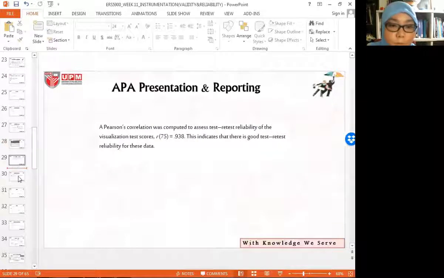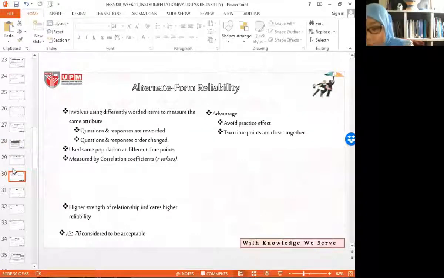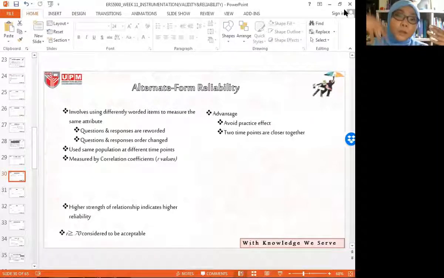Okay, so next one is alternate form reliability. Alternate form reliability involves using differently worded items to measure the same attribute. Okay, for example, question and response are reworded. And the second one is question and response order change. It has two types. For alternate form, you have one instrument, and then the questions you reword, you paraphrase. The other one is the instrument where you change the order. From number 1, you change to number 5. Number 5, you change to number 3.